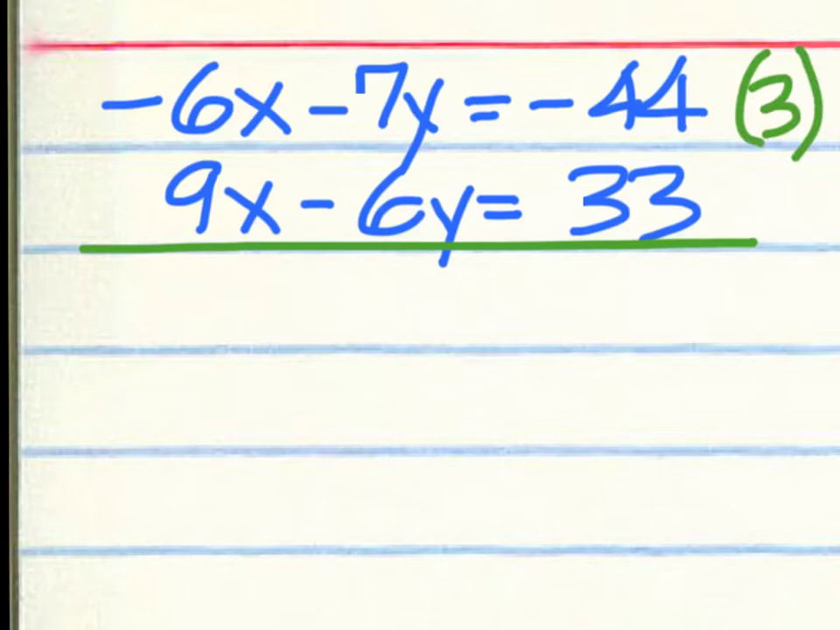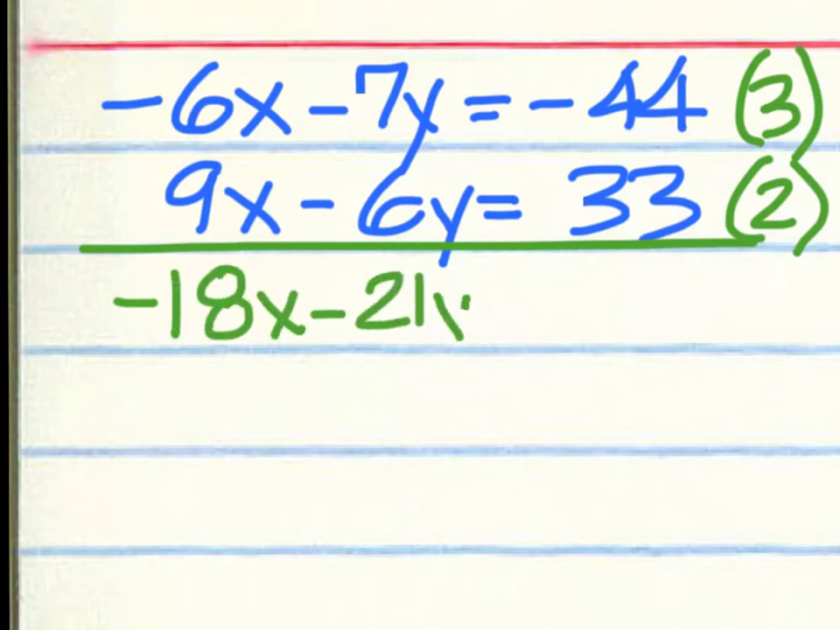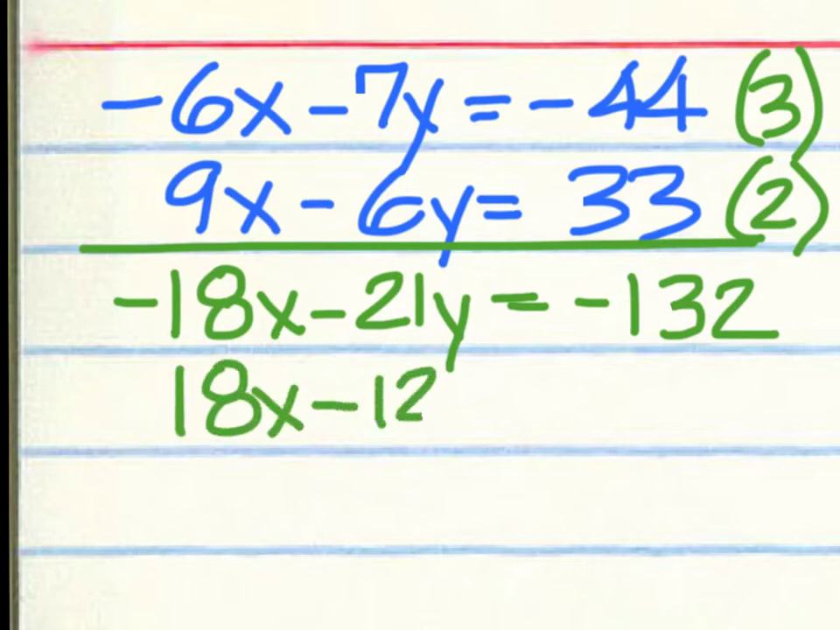And what do I multiply 9 by? 2. So on the top, go through and multiply everything by a positive 3 and get -18x minus 21y. And then -44 times 3 is the same as 120 plus 12, that's a -132. Now on the bottom, multiply everything by 2. So you get 18x minus 12y equals 66.